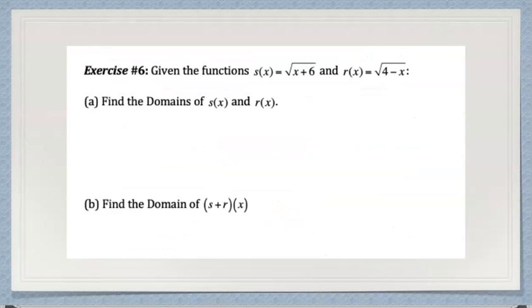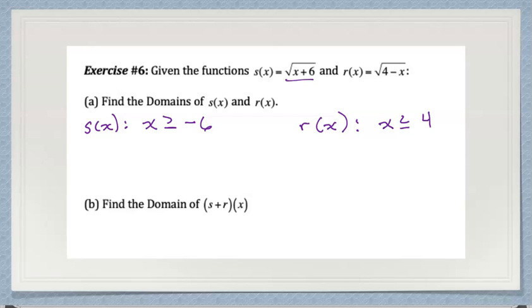Let's look at this if I have 2 square root functions. The domain of s of x: if I'm looking at this first square root, if I say everything in here has to be greater than or equal to 0, I know that x has to be greater than or equal to negative 6. Okay, and if I'm looking at the domain of r of x, I know that x has to be less than or equal to 4. Those are my 2 domains, okay?